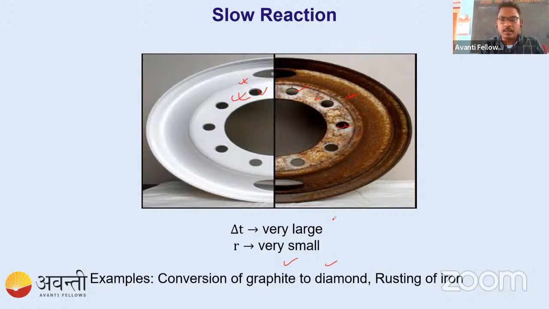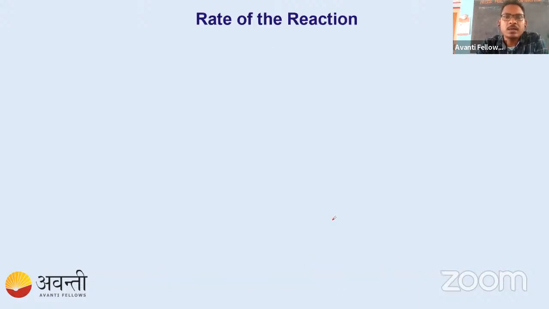Simple, right? Just think of any other reactions which come in this category, like fast, moderate, and slow. After that, we have seen the different types of rate of reaction.